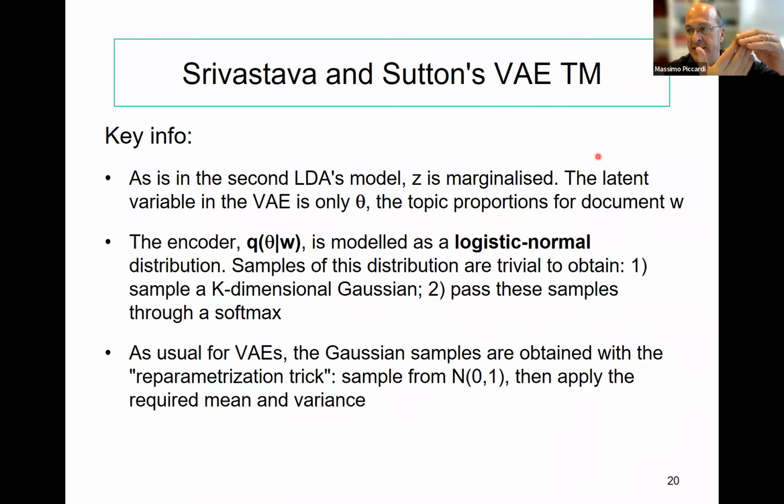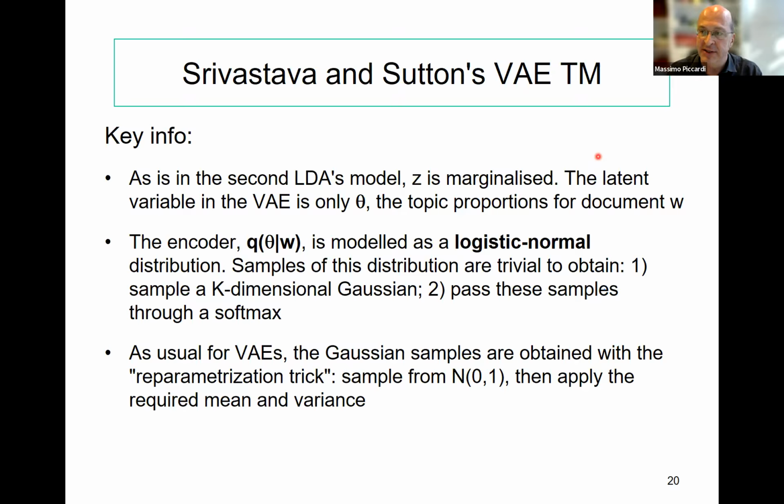After the softmax, the sample is guaranteed to be between 0 and 1. So pretty much you sample the logits from the Gaussian distribution, you put the logit through the softmax, and you get a standard probability value in a probability simplex between 0 and 1 that adds up to 1. So sampling from a logistic normal distribution is trivial. You first sample a k-dimensional Gaussian, and then you put the sample of the Gaussian through a softmax, and that's the sample of a logistic normal.